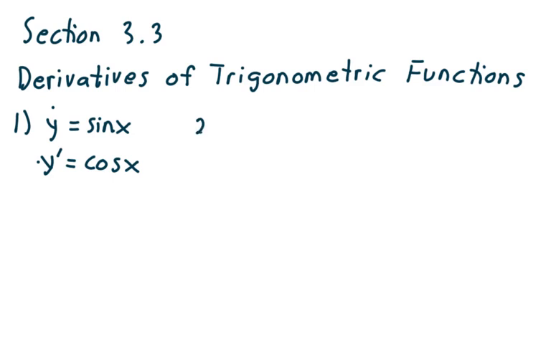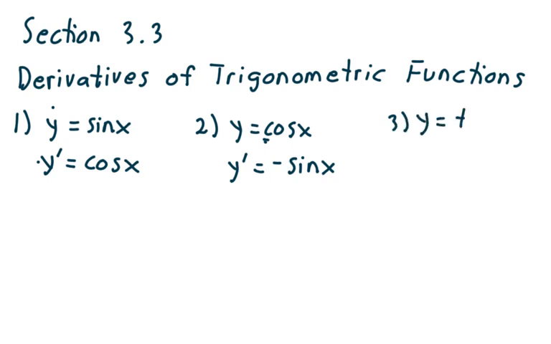Number 2, if y equals cosine x, now begins with c. When you take the derivative, you have to attach a negative sign. So y prime will be negative sine x. Number 3, if y equals tangent x, the derivative of the tangent is secant squared x.